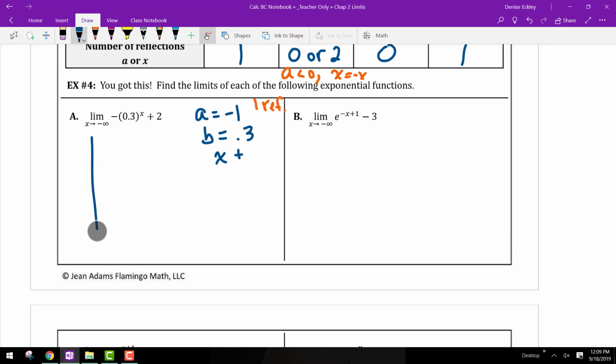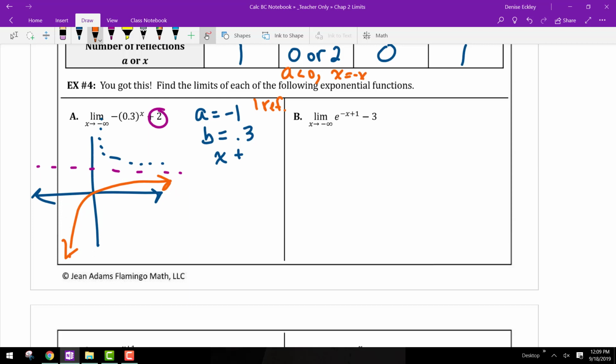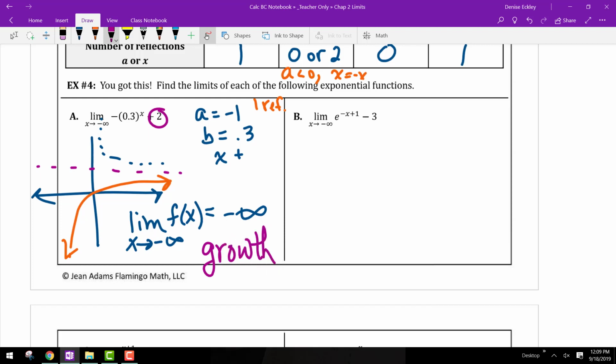Okay, so sketching this, here's what I normally do. I'll just throw a sketch here, put where the horizontal asymptote will be. It'll be at 2. And then I'll put what the normal function would look like. Normally it would be decaying. It would look like this. But it's been reflected, so it is going to look like this. So that tells me that the limit as x approaches negative infinity of my function, I'm just going to call it f of x for space, is going to equal negative infinity because we have growth here. As we're headed this way, the values of y are getting smaller and smaller.